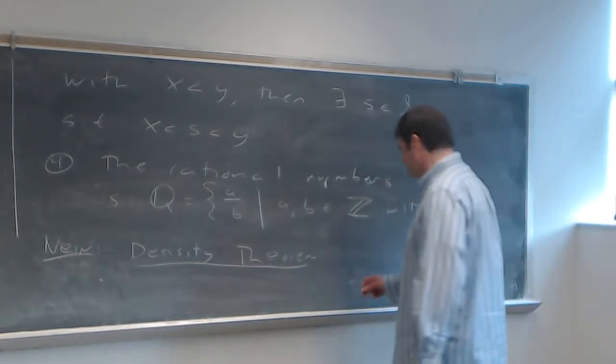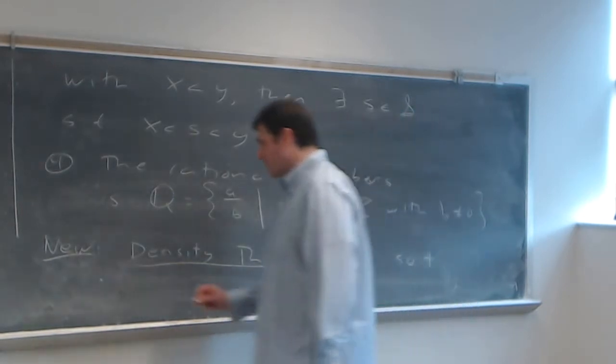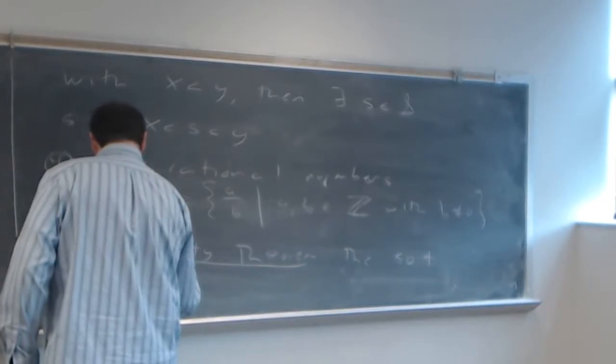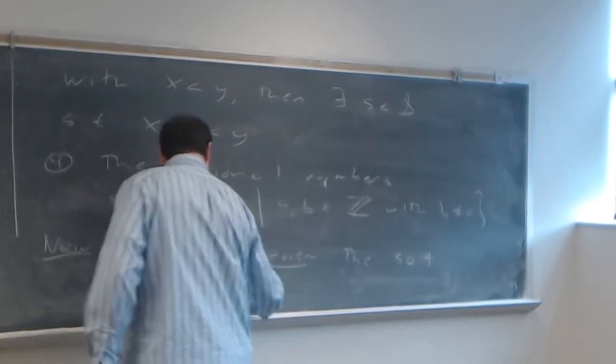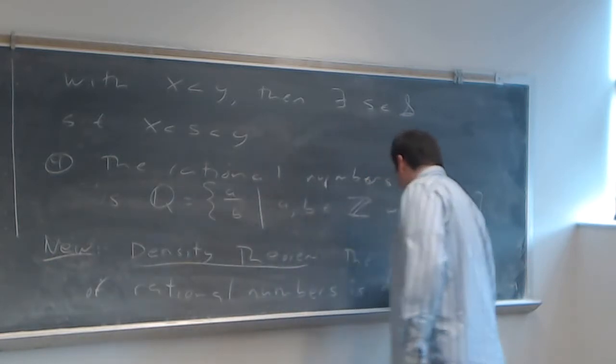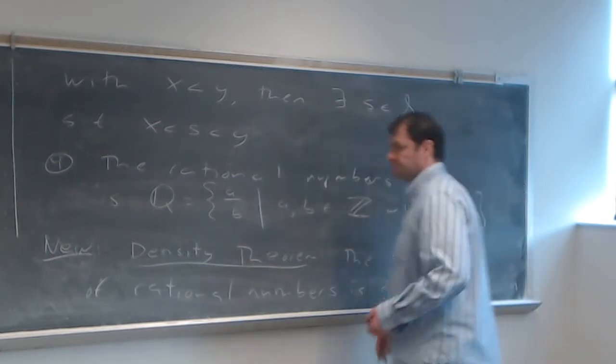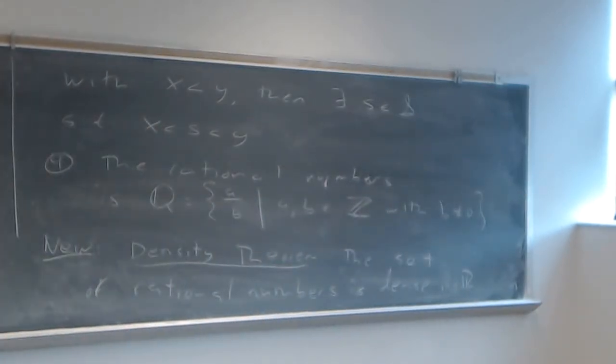Here's the density theorem. It says, the set of rational numbers is dense in R. Okay, so that's the statement. We want to prove that, and we're going to use some of these facts that I'm erasing right now, but I reminded you of as we started.